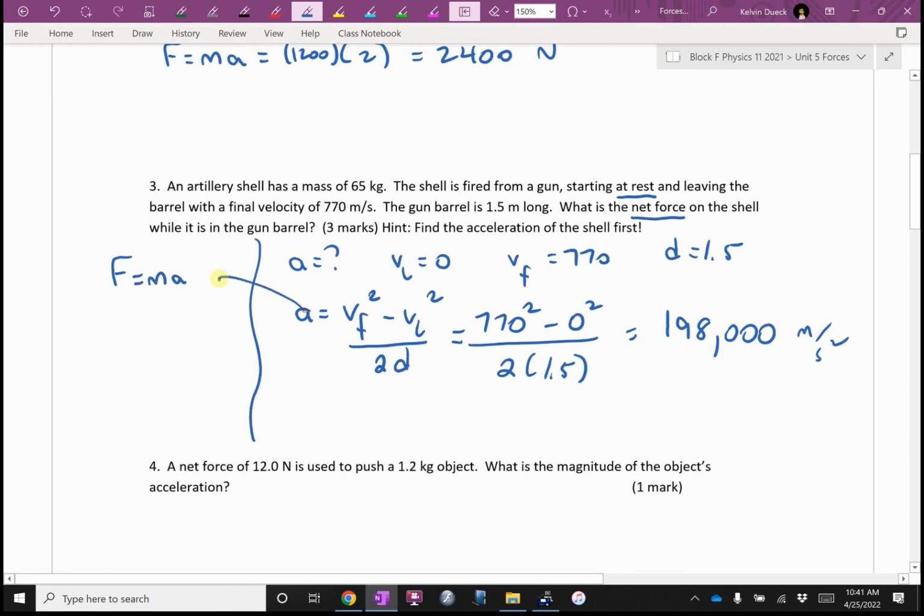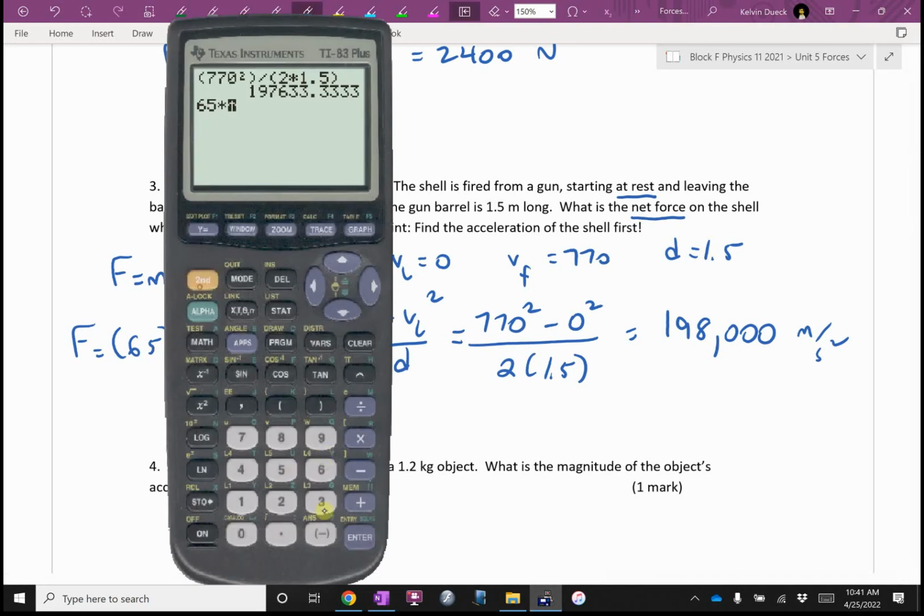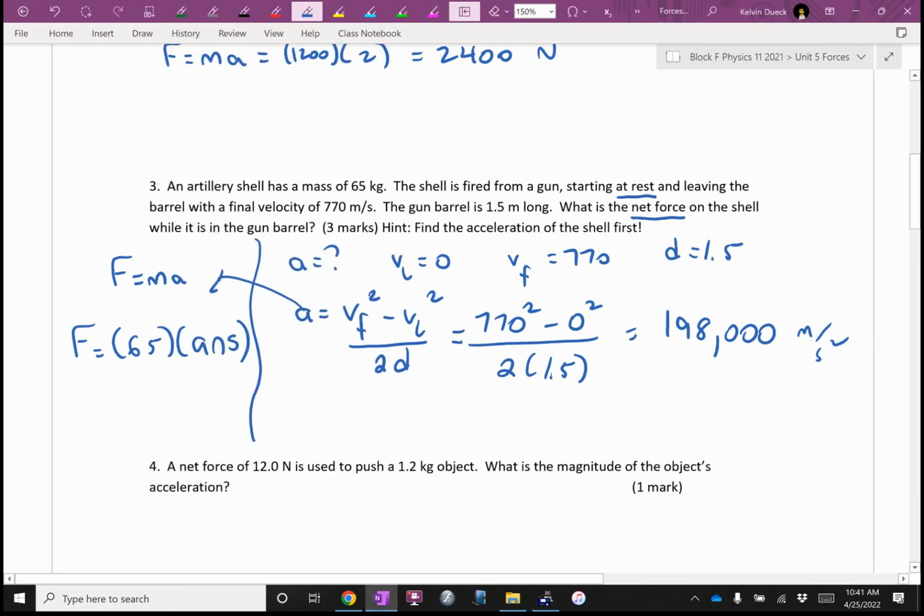Because I said, I'm going to use this over here. It's going to end up being F equals M, 65. And I even wrote the word answer to say I'm writing using my answer button. I don't feel like writing all that out. So I went 65 times answer button. And I got a big number. I think I'm going to write it in scientific notation. Now, if you wrote out that whole thing, fine. I'm going to go 1.28 times 10 to the 7 newtons.